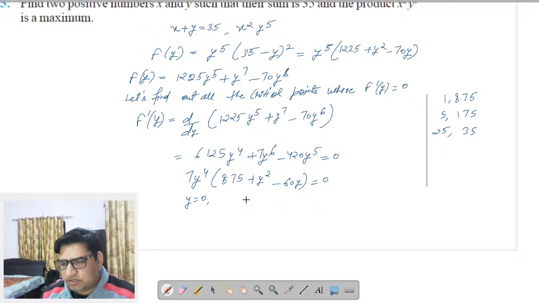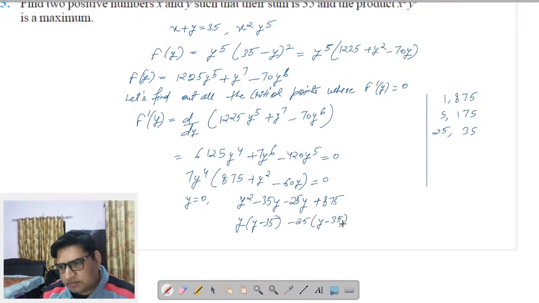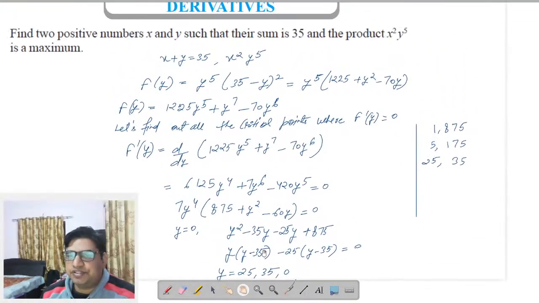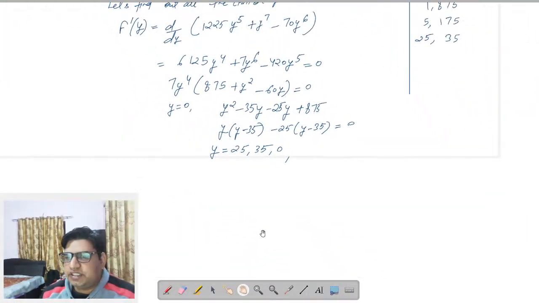And we get, how much will it be? It will be y square minus 35y minus 25y plus 875, so it will be (y minus 35)(y minus 25)y equal to 0, so y is equal to 25, 35 and 0. So these are the three critical points.